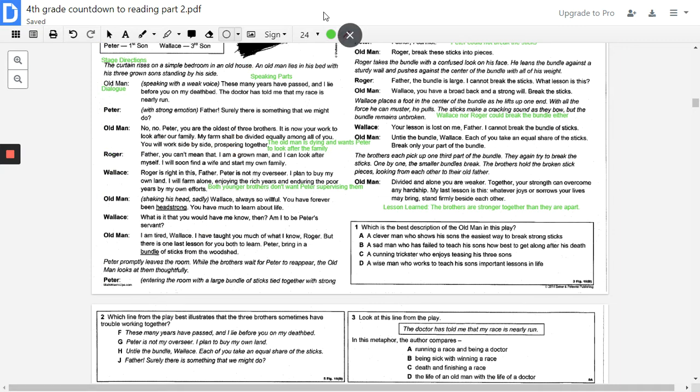Roger, after the old man tells Peter to look after them, says, "Father, you can't mean that. I am a grown man and I can look after myself. I will soon find a wife and start my own family." Let's highlight that there.